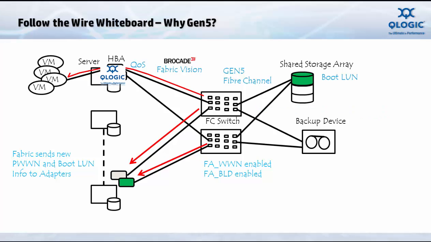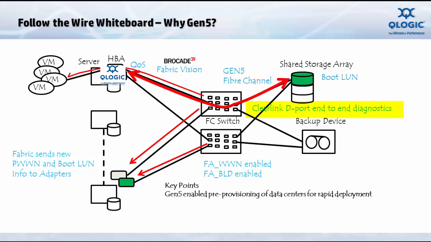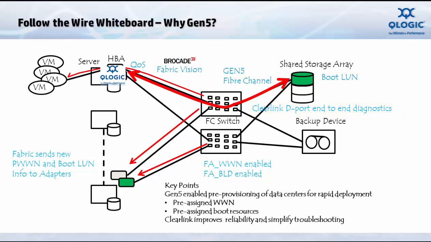Another feature that QLogic and Brocade have integrated in Gen 5 is called ClearLink. This enables a SAN administrator to create diagnostics that run end-to-end using D-Port technology. These diagnostics can be run on the SFPs, the cables, and the ports themselves, and allow the SAN administrator to ensure high reliability, high quality connections before ever having to implement or deploy the SAN environment.